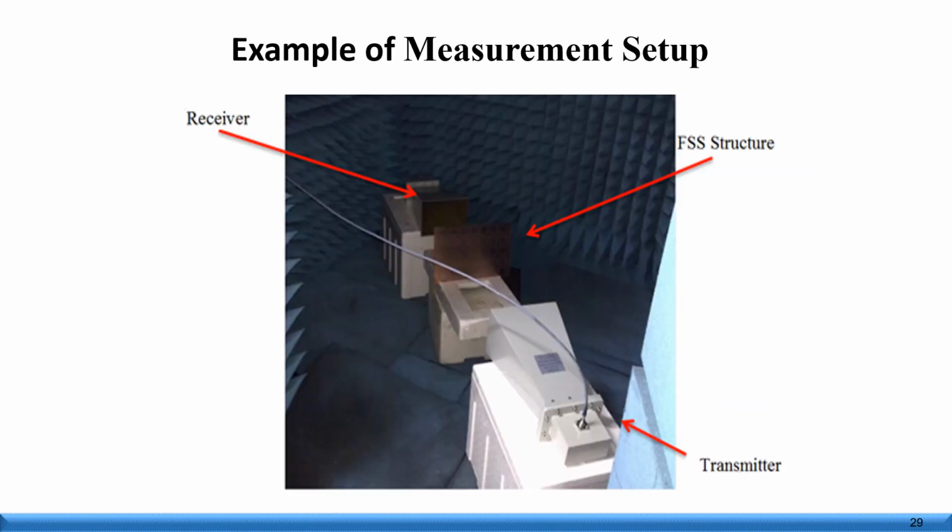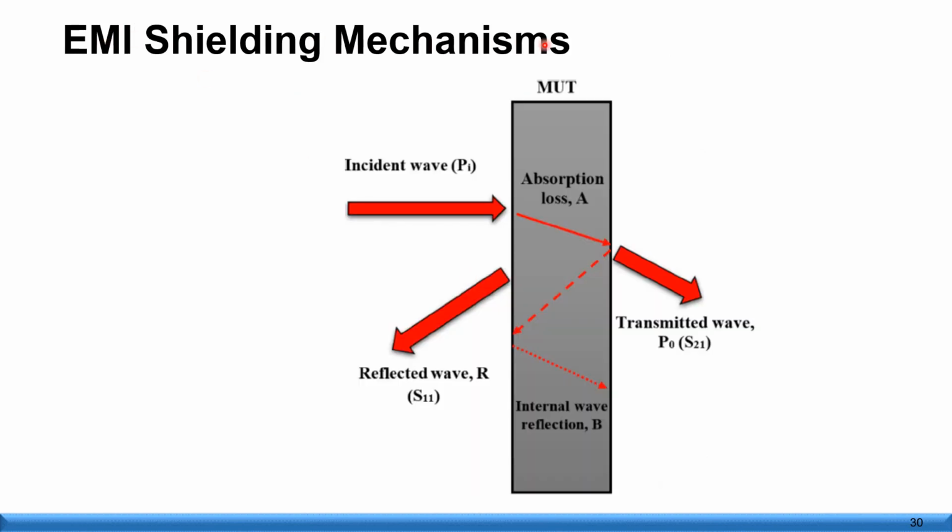Next, an example of measurement setup. For every measurement setup, remember to put labels to let the panel know what each thing means. This is the receiver, this is the FSS structure, and this is the transmitter. Another one is the EMI shielding mechanism, which is some theory about your project that you can explain to the panel as well. Sometimes you put this kind of theory in the methodology to show why you have such a measurement setup, and it makes it easier for the panel to understand.